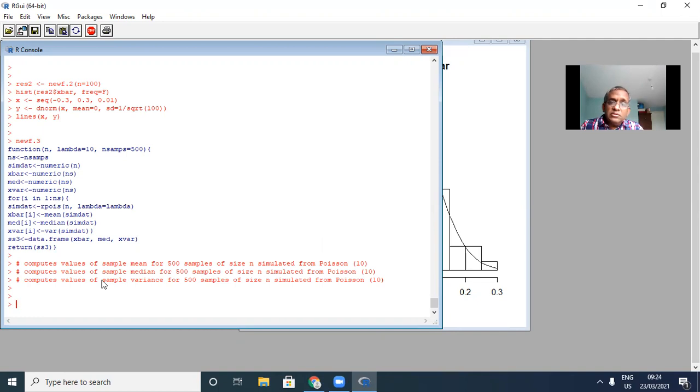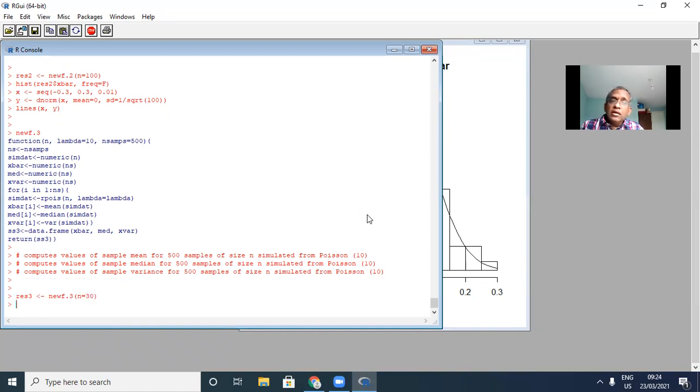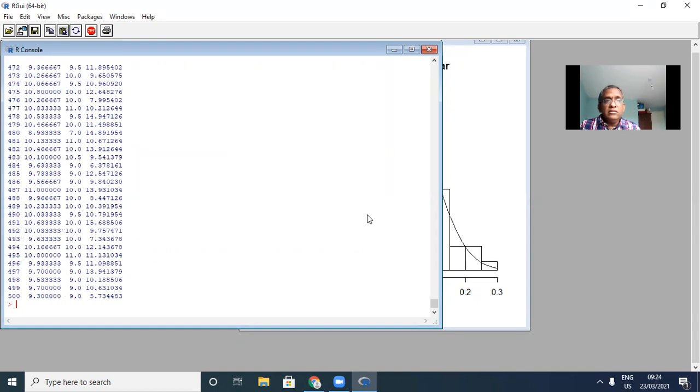Now let's get back to this. This function newf.3 computes the sample mean, the sample median, and the sample variance for 500 samples, each of size n simulated from a Poisson with parameter 10. For example, if I type res3 equals newf.3 with, say, n equal to 30, and then type res3, this is what you will get.